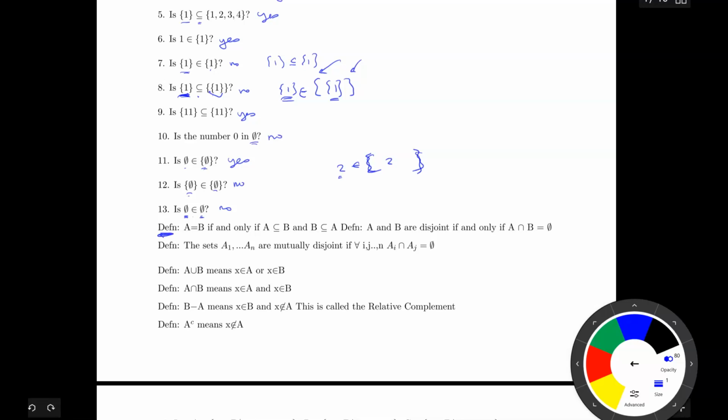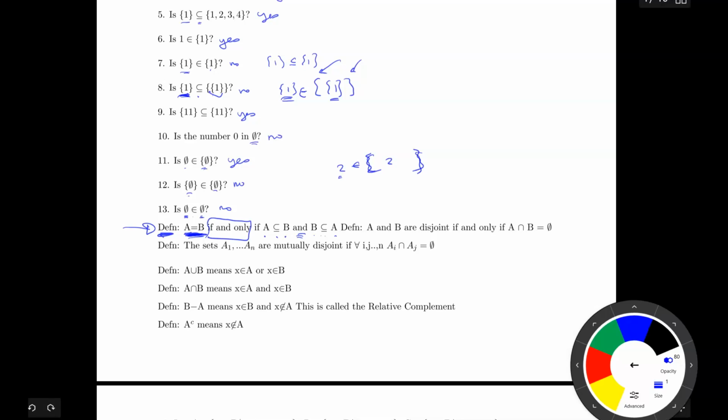Okay, so we have a definition here of how to show two sets are equal to each other. This is a big deal. To show two sets are equal to each other, if and only if means you have to go both ways, right? Two sets are equal to each other if A is a subset of B and B is a subset of A. Okay, so that's a true thing.